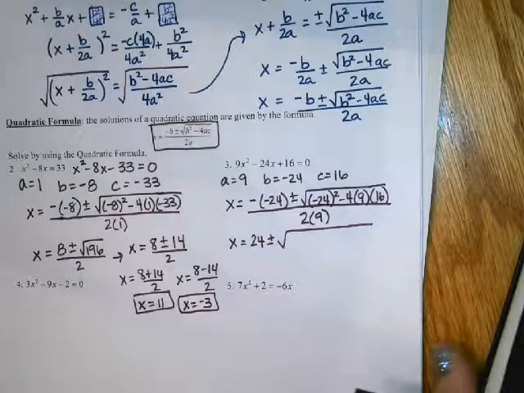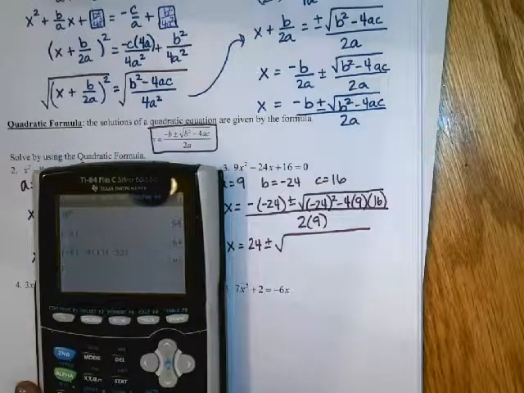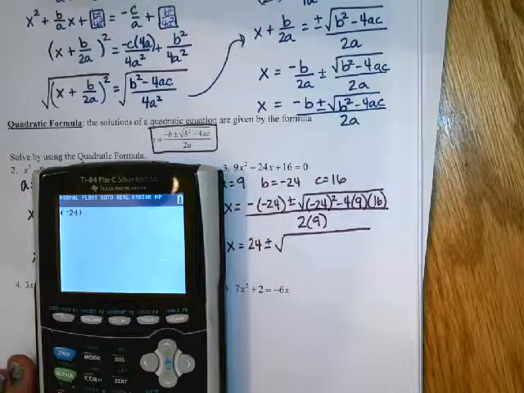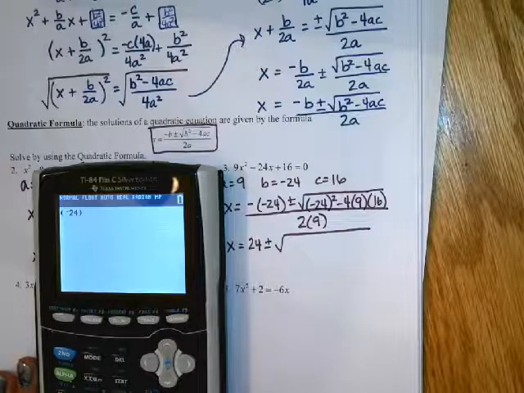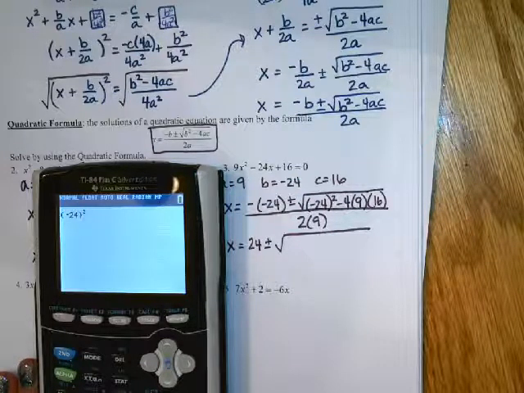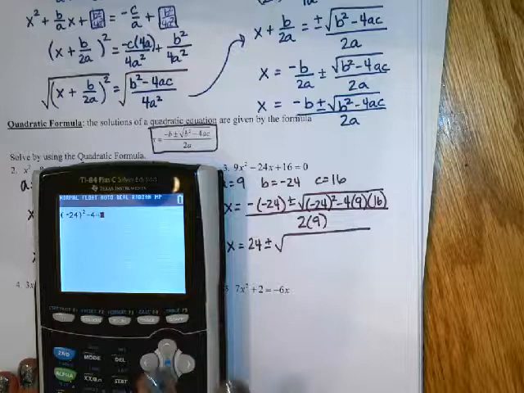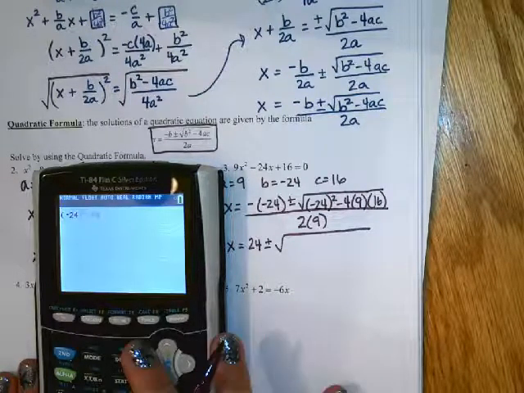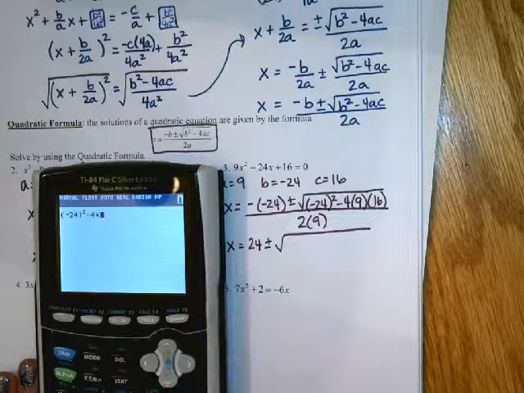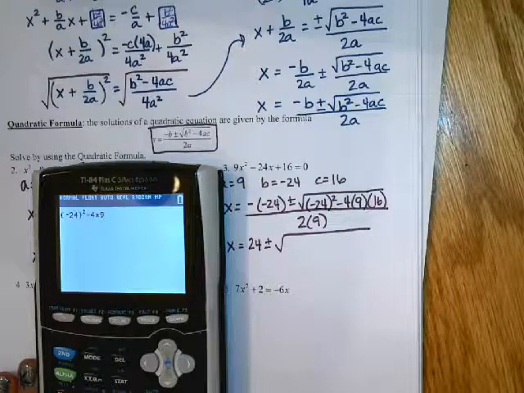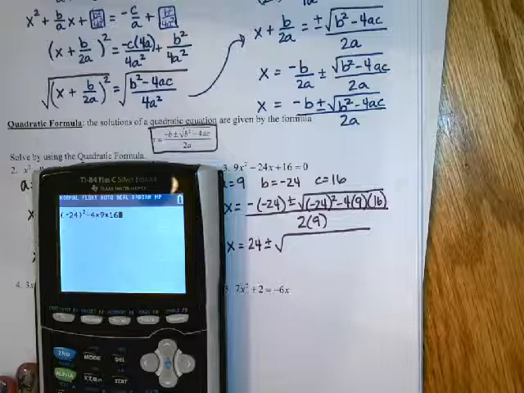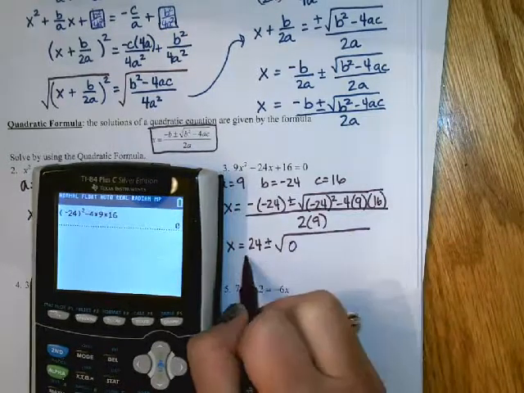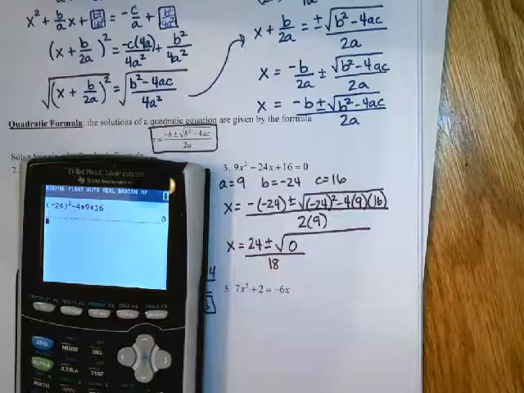I'm going to put that just as it is in my calculator. Make sure you use parentheses. So negative 24 squared, that should be positive, minus 4 times 9 times 16. We got 0 all over 18.